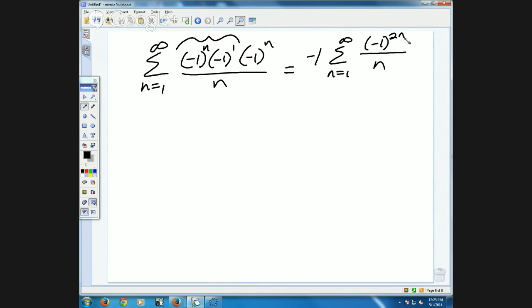Now what that means is, I could view that as a power to a power, which would be negative 1 squared, then to the n. What's negative 1 squared? 1. Is this series alternating anymore? No. If we listed out the first few terms, we would have figured that out also. So what we have now is negative 1 times the sum as n goes from 1 to infinity of 1 over n. Now what can you tell me about the sum of the 1 over n's? It's the harmonic series. It's divergent.